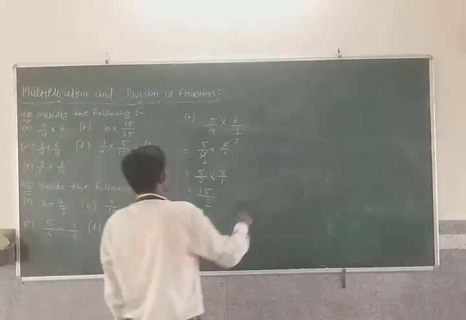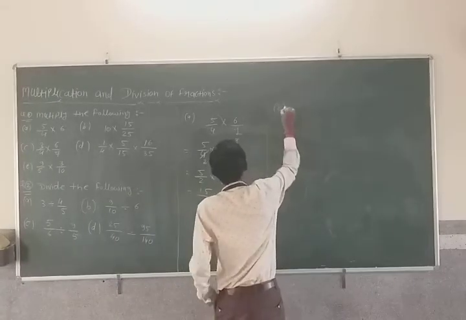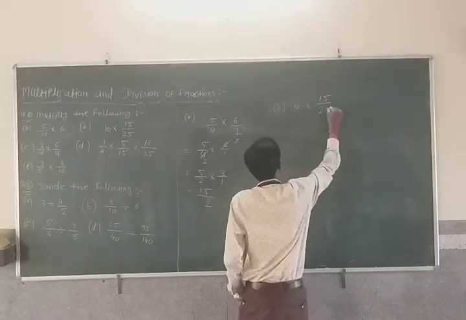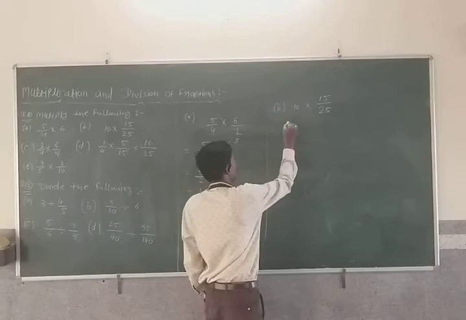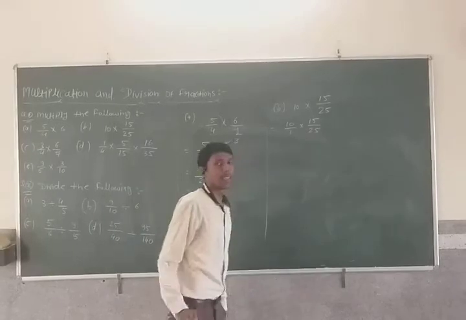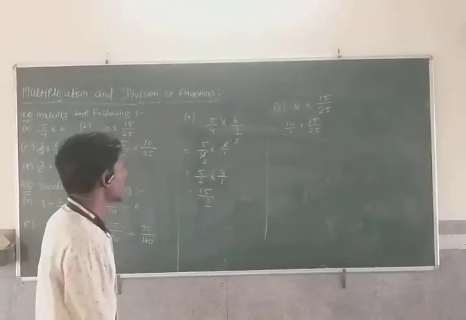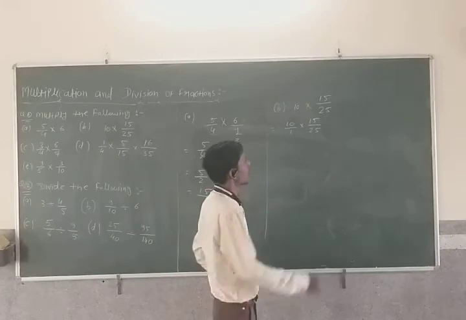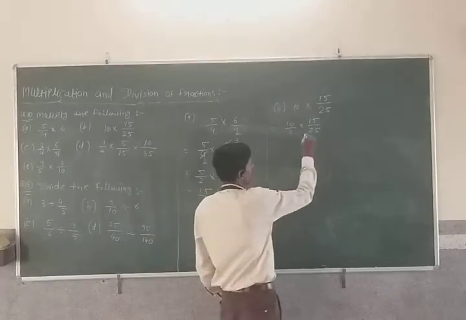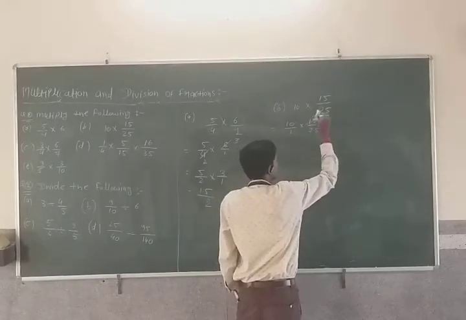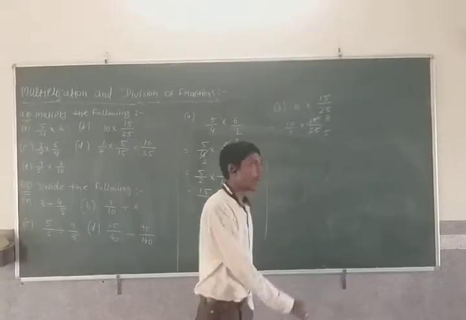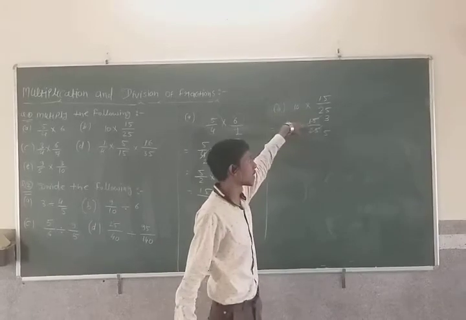Similarly, if I try to solve question number B, the question given is 10 multiplied by 15 upon 25. First of all, I will write it like 10 upon 1 multiplied by 15 upon 25. Then I will check whether they can be simplified or not. Yes, they can be simplified. This 15 by the table of 5 can be written as 3 times, and this 25 as 5 times. They both can be simplified, numerator and denominator.